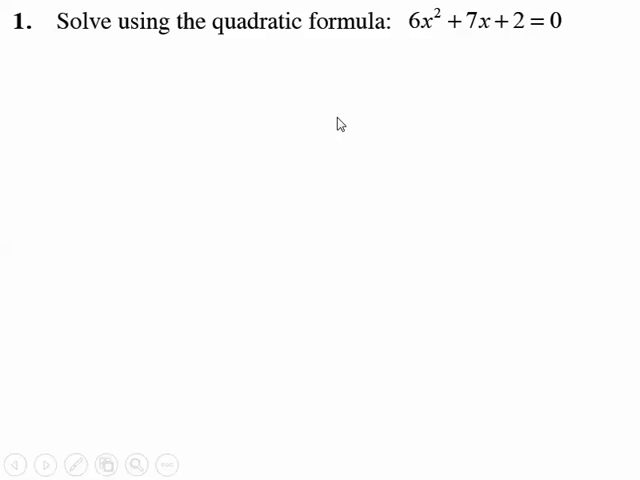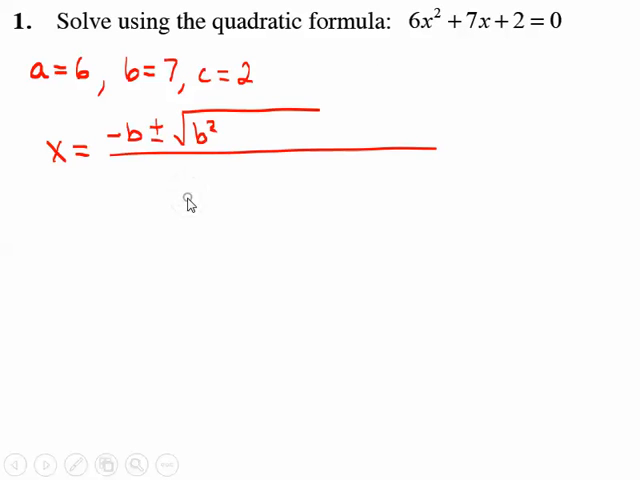All right, let me write down the formula. Let you guys try it first here. So a is 6. Everybody good there? That's the number in front of x squared. b is the number in front of x, so how about 7? c is the loner, which is 2. And again, let me write out the formula again just to make sure we're on the same page. There it is. Give you guys a little bit of a head start.